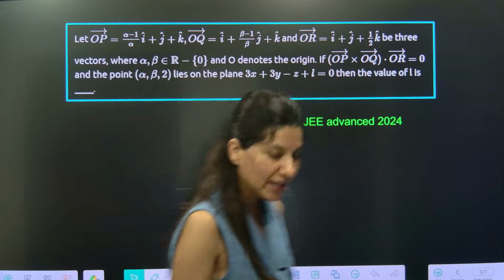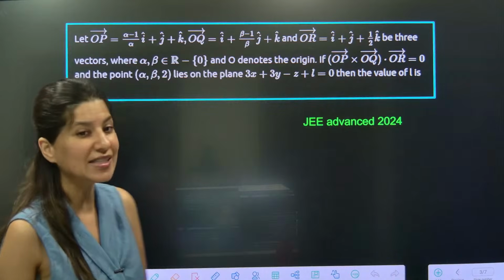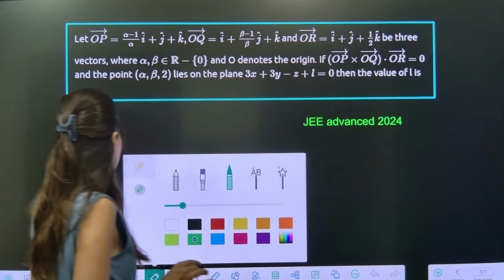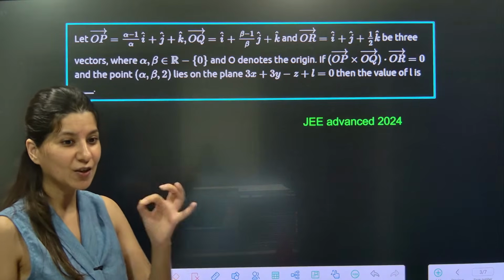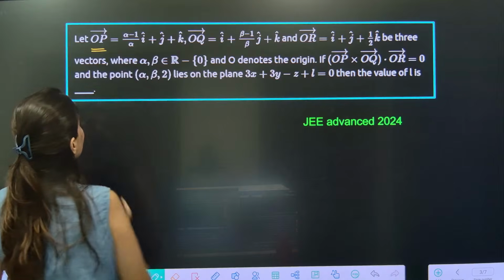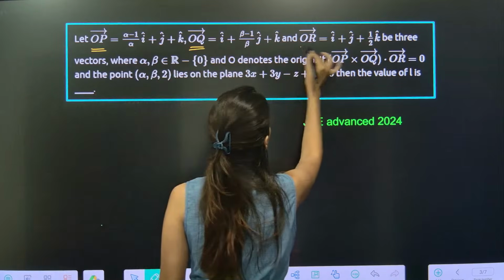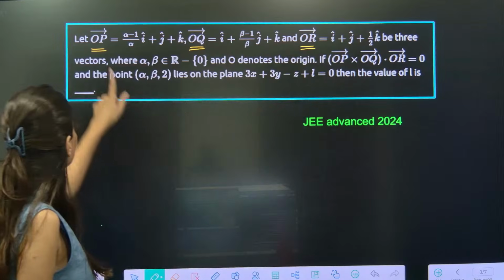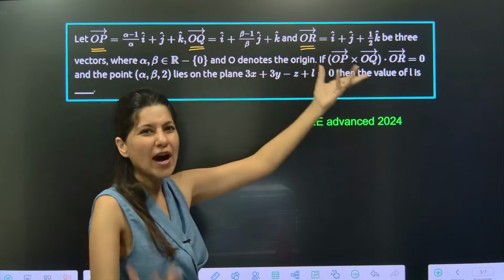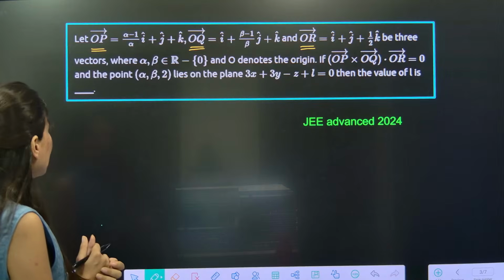All right. Now let's quickly start with the very first question. This is the question which was asked in JEE Advanced 2024. Okay, let's read the question nicely. OP vector is given to you, right? This is your OP vector, this is your OQ vector, and this is OR vector. Okay, by the way, OP vector has alpha, OQ has beta, and OR is complete vector given to us. 3 vectors are given, okay, all right.